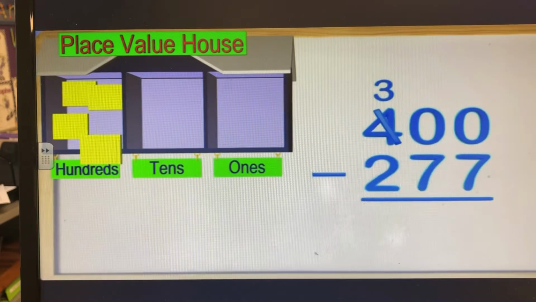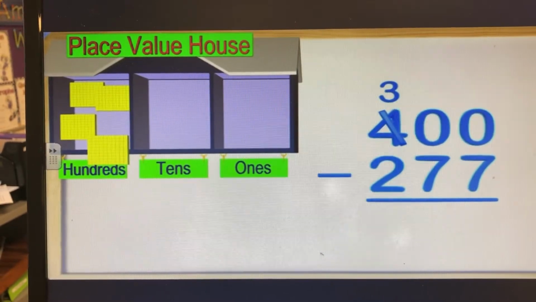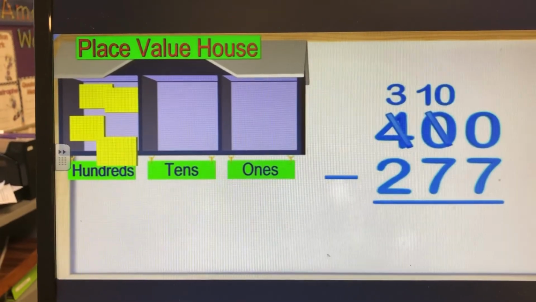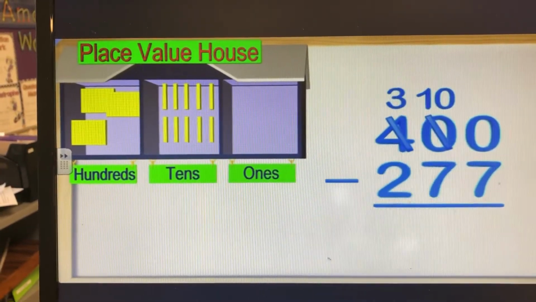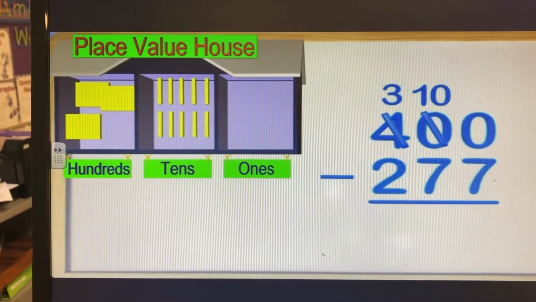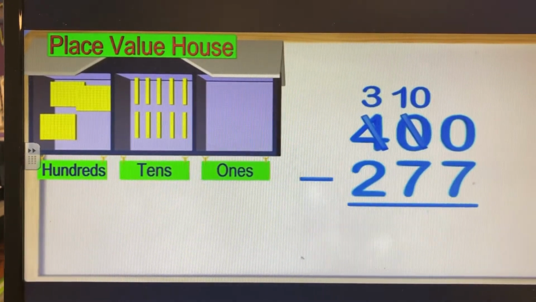Now here is the tricky part. We cannot take this hundred straight to the ones place. We have to go down the line. So we put a 10 in the tens place. Now we can see that we have 3 hundreds in the hundreds place, 10 tens in the tens place, and 0 ones in the ones place.